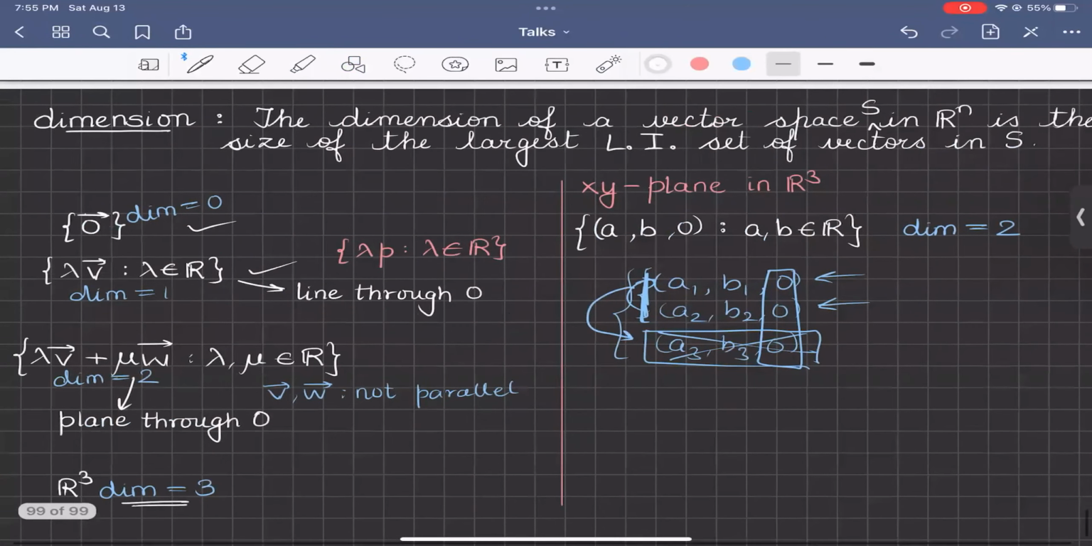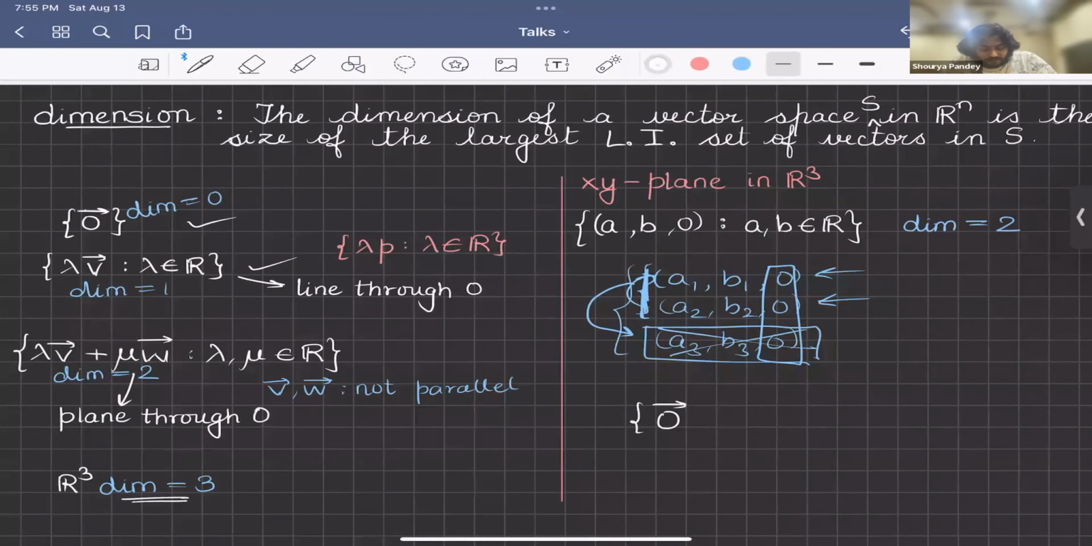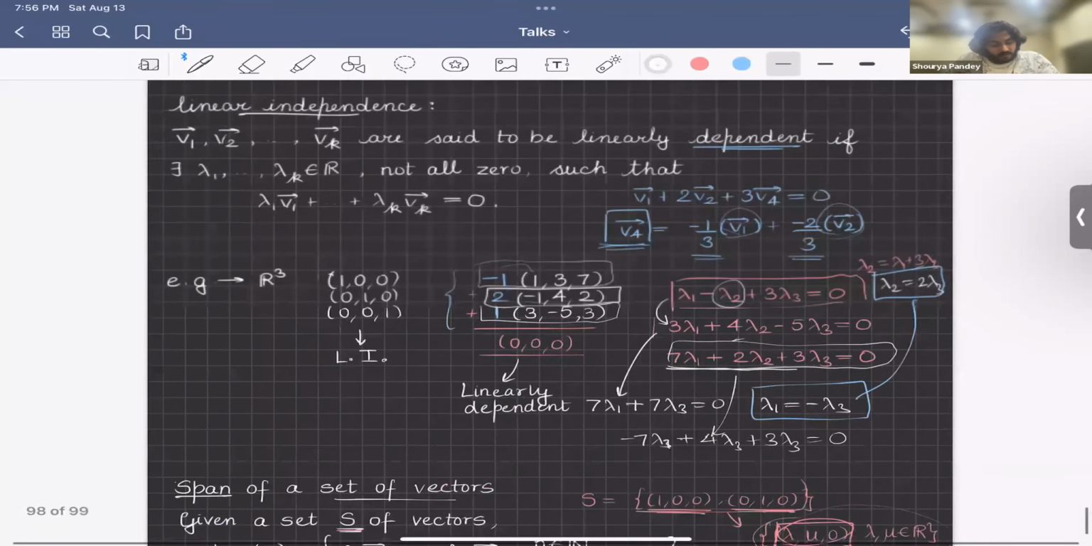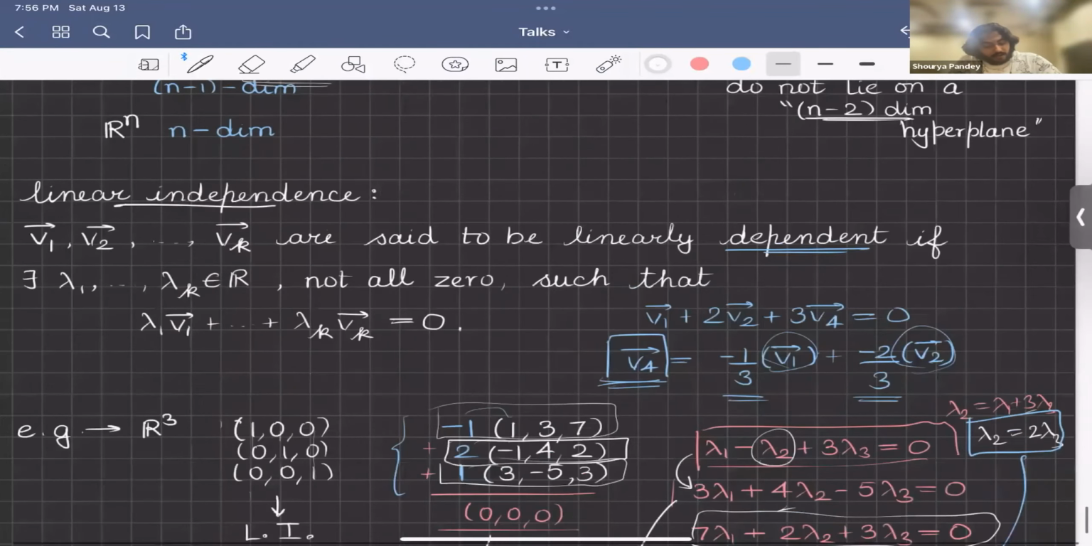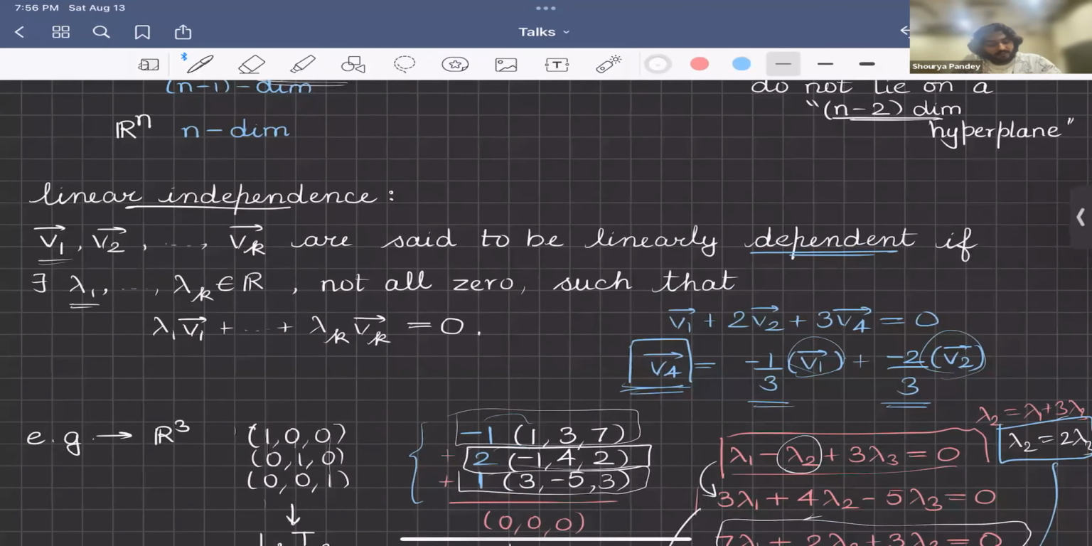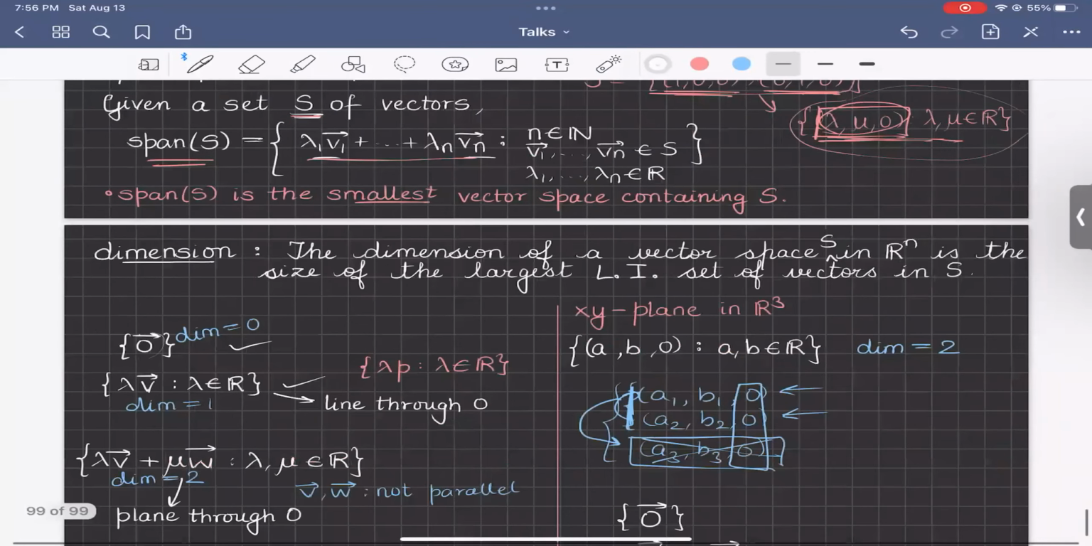Because the set containing just 0 is actually linearly dependent, since the scalar 1 times 0 gives me 0. So I have a lambda which is non-zero such that the linear combination becomes 0. So if I just have a vector 0, then there is a lambda 1 which is not 0 such that this happens, right? Yes. Okay.